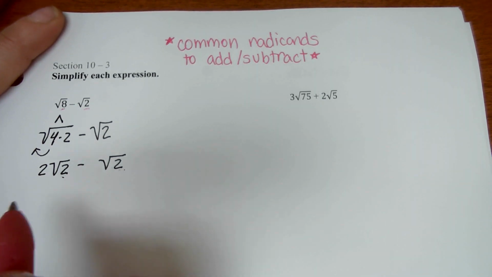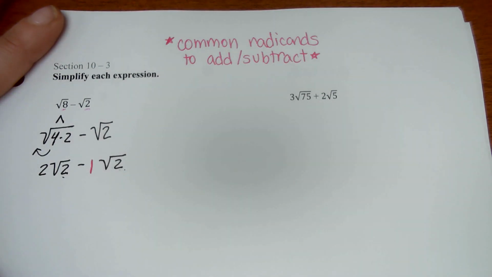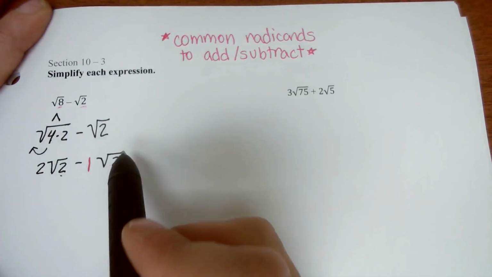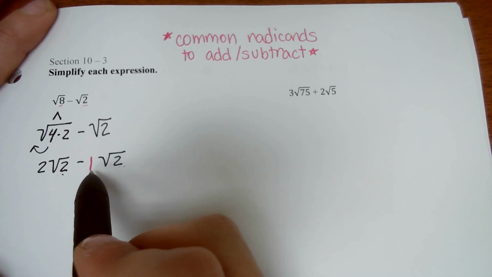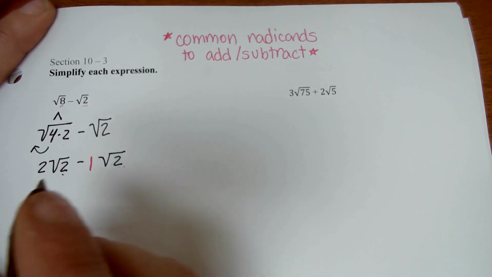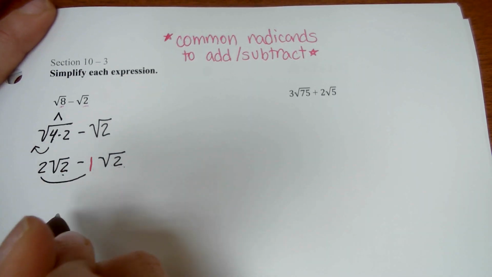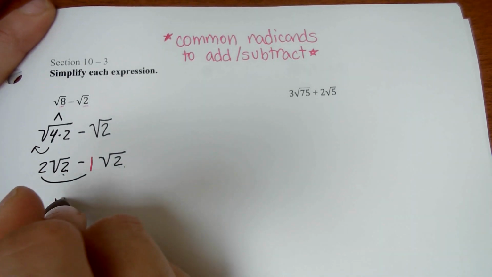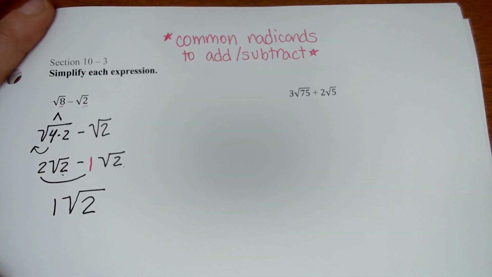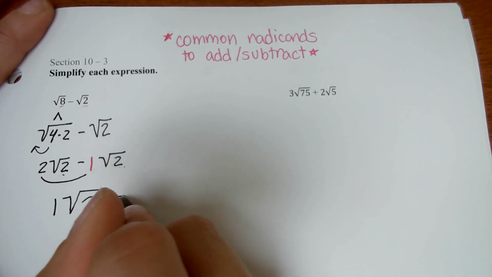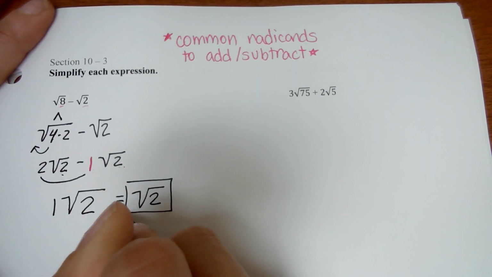But before I try to subtract, I want to remind myself that there is always a coefficient, even if we can't see it. So here we couldn't see the coefficient, but it's there and it's a 1. So when I do my subtraction, we'll subtract the coefficients. 2 minus 1 is 1, and then we keep the common radicand. So that's square root of 2. So 1 square root 2, our answer is the square root of 2.